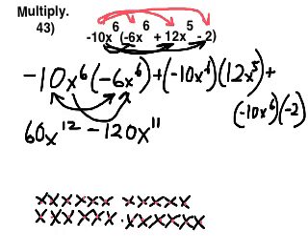All right, and so now the last one is negative 10 x to the 6 times negative 2. So we multiply the numbers times the numbers. Negative 10 times negative 2 is a positive 20. And then we just add the x to the 6th. And there's no x we're multiplying that by, so we'll just keep the x to the 6th. And there's our answer: 60x to the 12th minus 120x to the 11th plus 20x to the 6th.